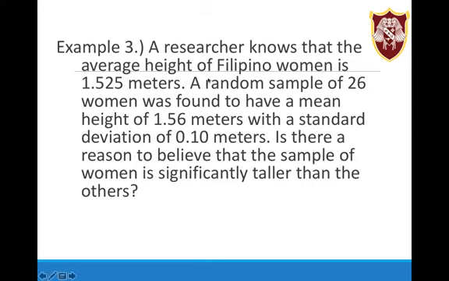So in the first statement, a researcher knows that the average height of Filipino women is 1.525 meters. Isn't it that the first statement is actually referring to the population of Filipino women? Therefore, this value of 1.525 meters is actually a population mean value, or specifically a population mean height. And then we have a random sample of 26 women. So 26 is our sample size.